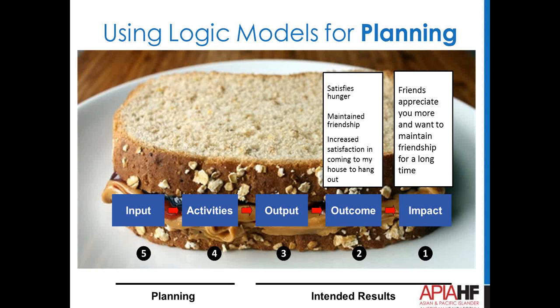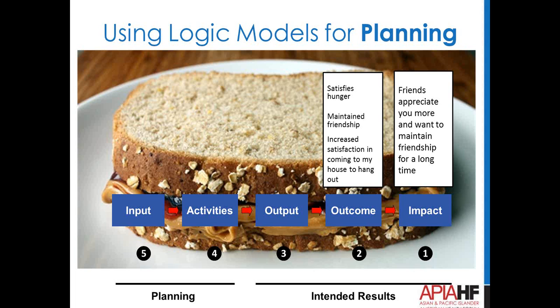Next slide. So I'm going to use my hypothetical situation again. I have identified the problem of having 6 hungry friends in my living room, and the impact that I want is that I want my friends to have a good time, and I want them to appreciate me more and want to maintain friendships for a long time. If I let them stay and let them be hungry, that may not happen. So when I start to think about how to address the problem, I identify that their main concern is that they are hungry and they need to find something that will decrease their hunger and increase their satisfaction in coming to my house to hang out.